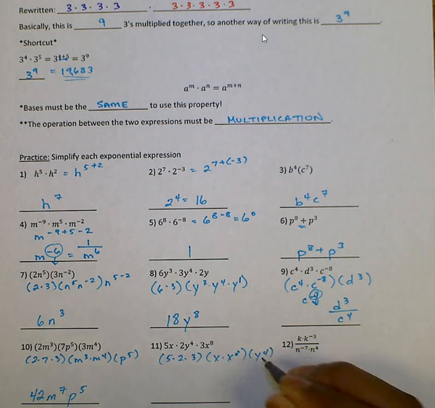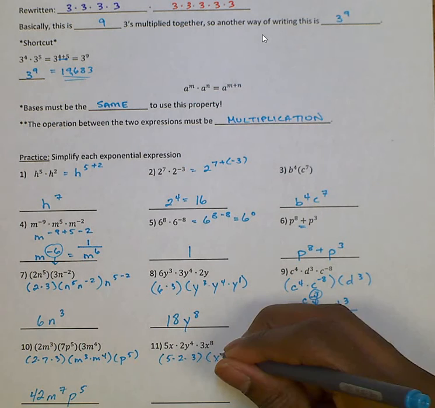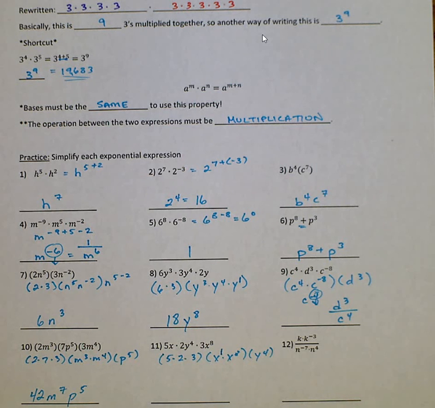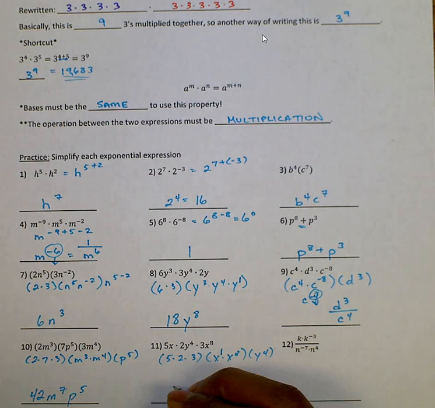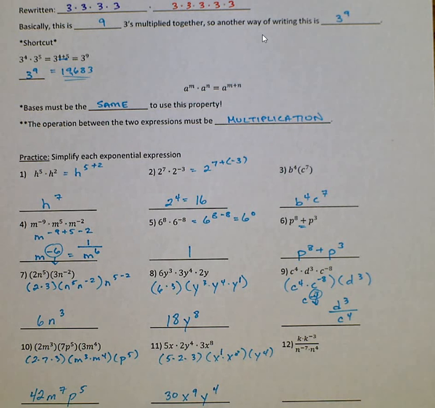Alright, so again, I'm going to write this 1 here to remind myself that there's a 1 there. So 10 times 3 is 30, x to the 9th, y to the 4th. Notice there's no difference in how we handle this problem, whether they're separated with parentheses or by the multiplication sign.